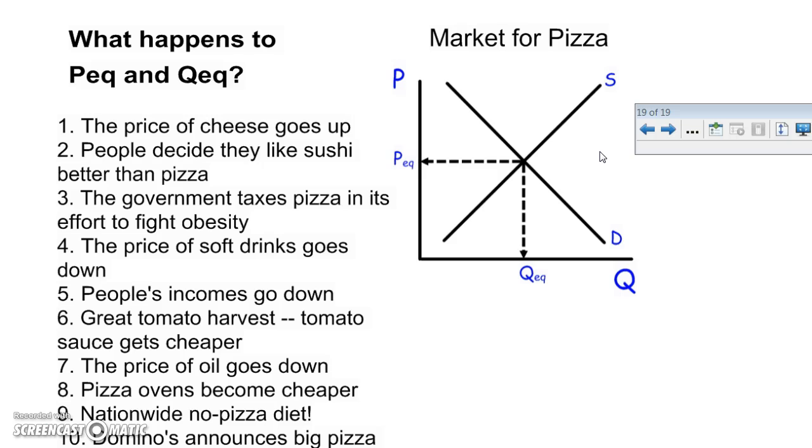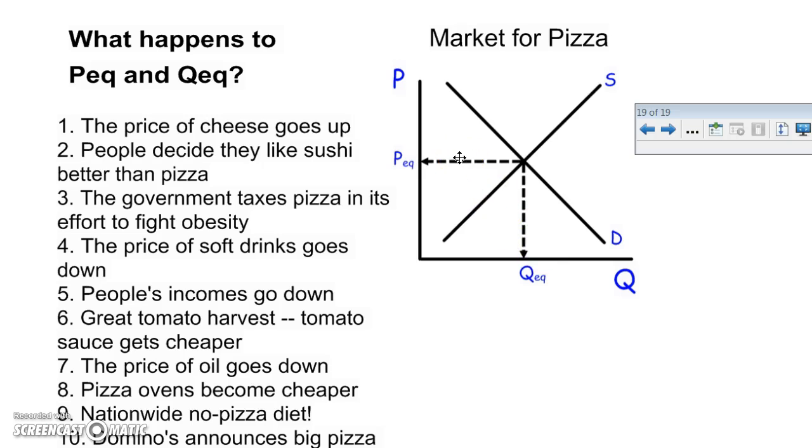Pizza ovens become cheaper, another resource cost, another rightward supply shift, another decrease in price and increase in quantity. Number 9, nationwide no pizza diet. That would be unfortunate. That would cause a decrease in demand, decrease in price, decrease in quantity.